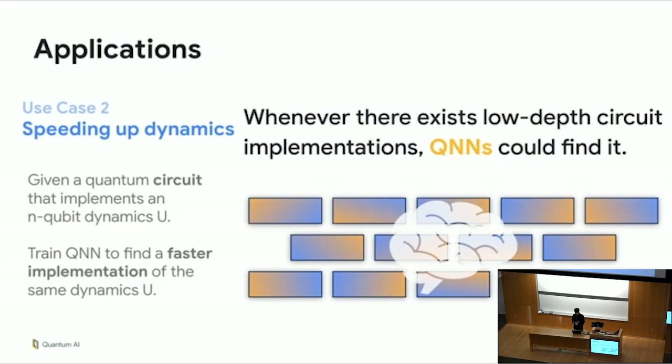Note that in order to achieve this, we need to use this parallel method that I briefly described. Essentially, that's a detail in our paper. And in particular, if there exists a depth D circuit for implementing the unitary U, we can show that the quantum neural network will be able to find a circuit implementation of a small constant times depth D.